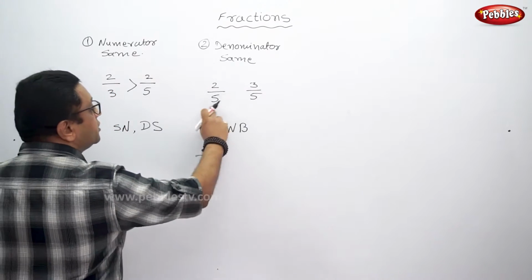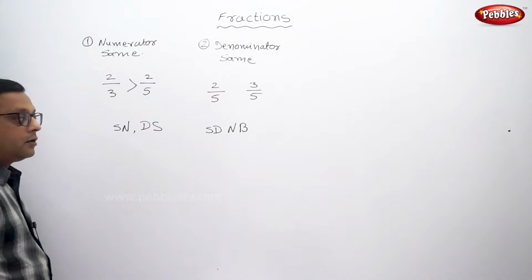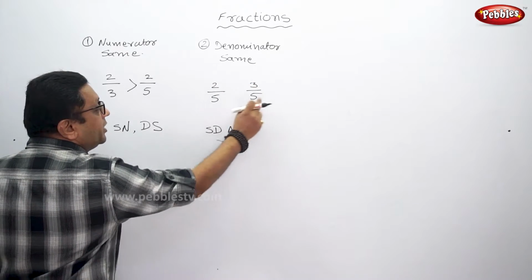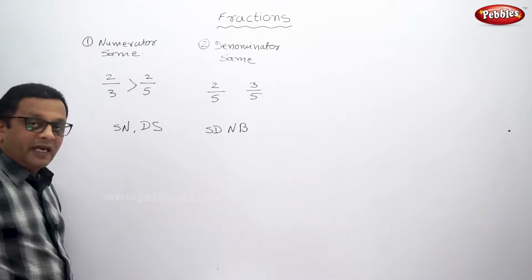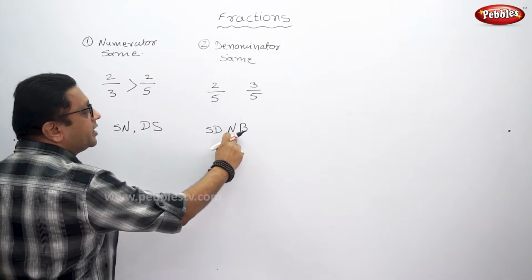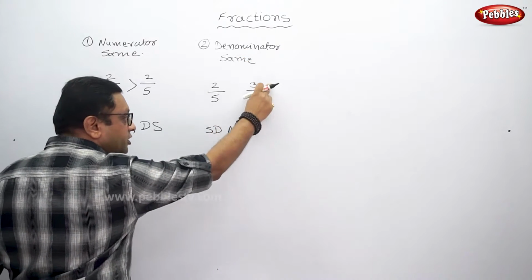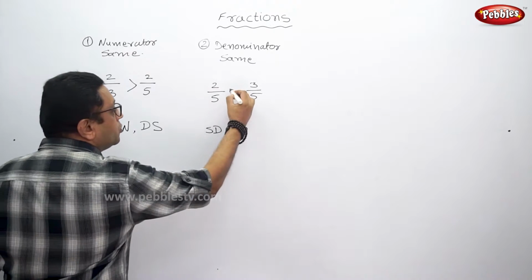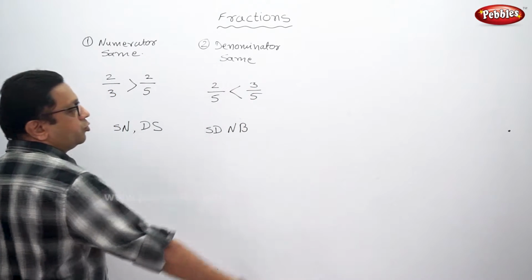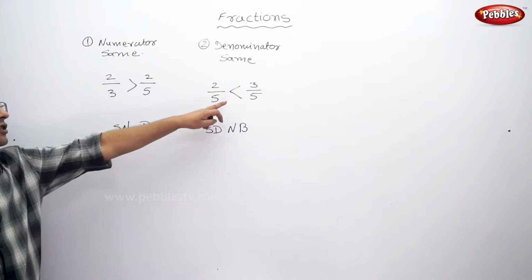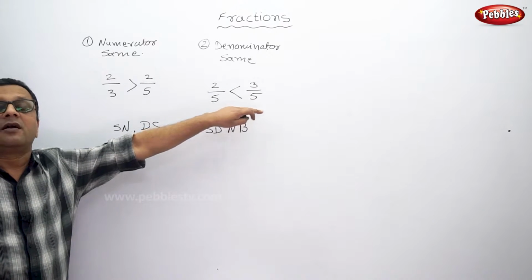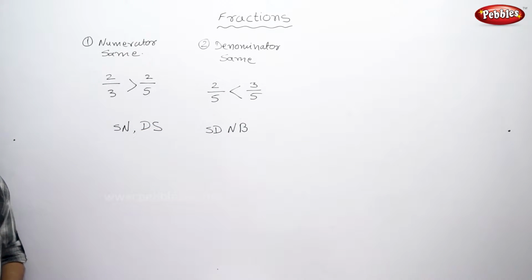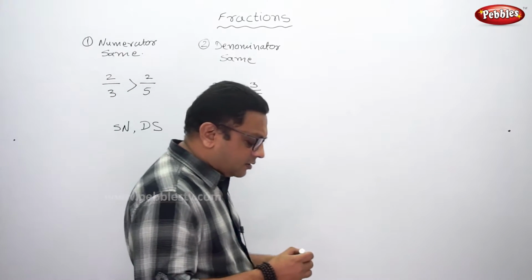Now in this case, which is the bigger number? The denominator is common, so which numerator is big? This one. So this fraction is big. So I will make two points towards it and I will give this sign. This number is the bigger number. Okay, this is very easy.